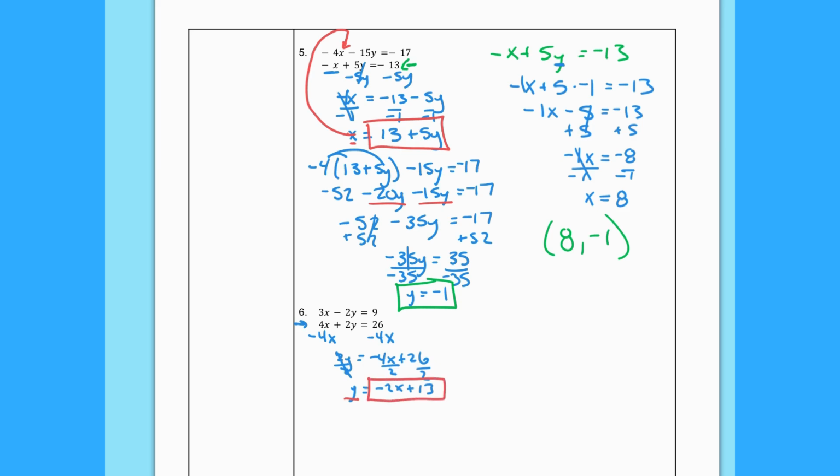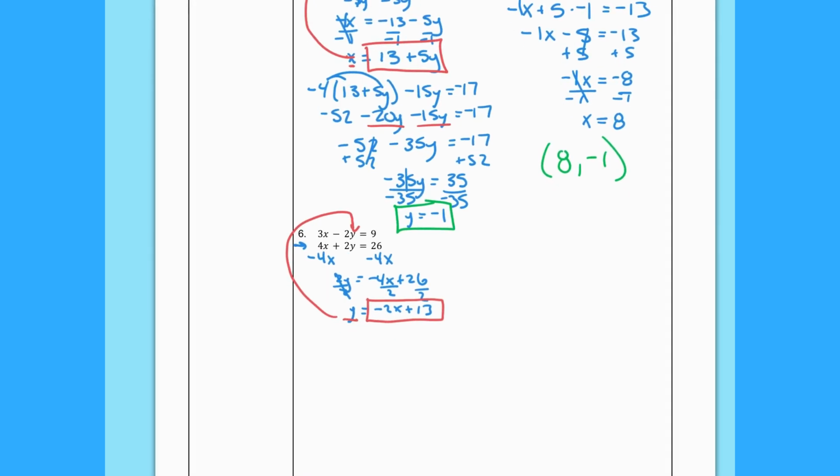So I'm going to go up to the other equation, which is going to be that top one, because we haven't used that one yet. And I'm going to replace that y with this whole thing, negative 2x plus 13. So that's going to look like this. We have that 3x minus 2, and then instead of times y, times all this. We put it in parentheses, negative 2x plus 13. Then we still have that equal to 9.